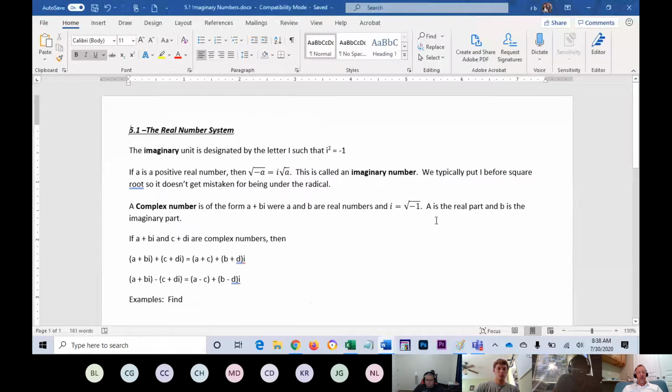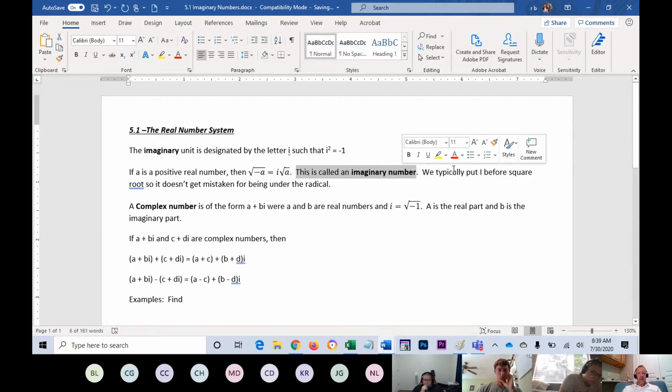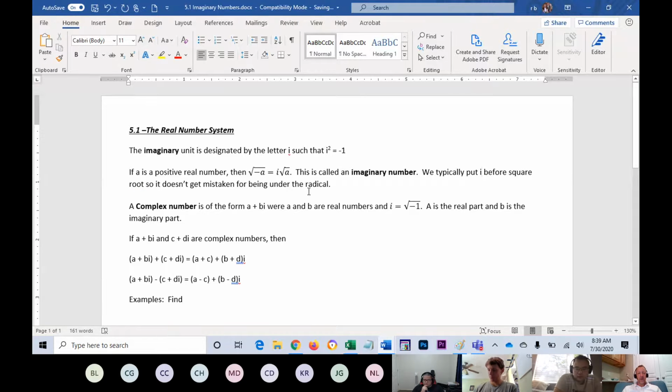5.1, we're going to talk about the real number system and imaginary numbers. So remember, the imaginary unit is designated by a lowercase i, such that i squared equals -1. If a is a positive real number, then the square root of -a equals i times the square root of a. We call this an imaginary number. Typically we put the i before the square root so it doesn't get mistaken as being under the radical.